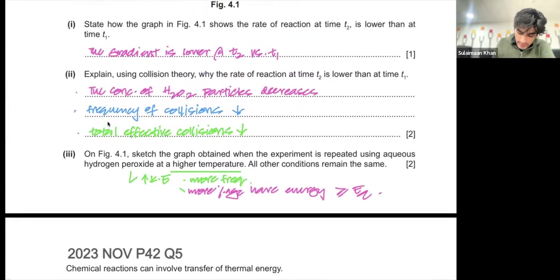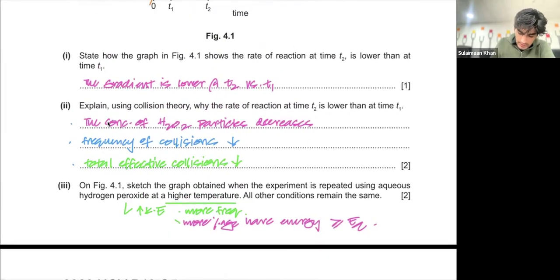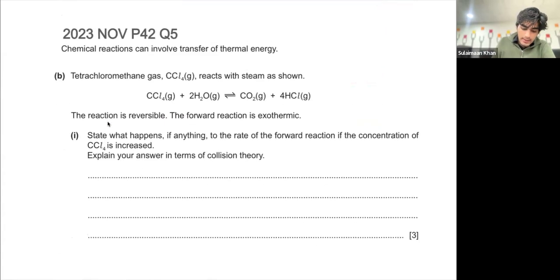This writing is so pathetic. I need to fix my writing, man. I literally need to fix my writing. Done, sir. Okay.